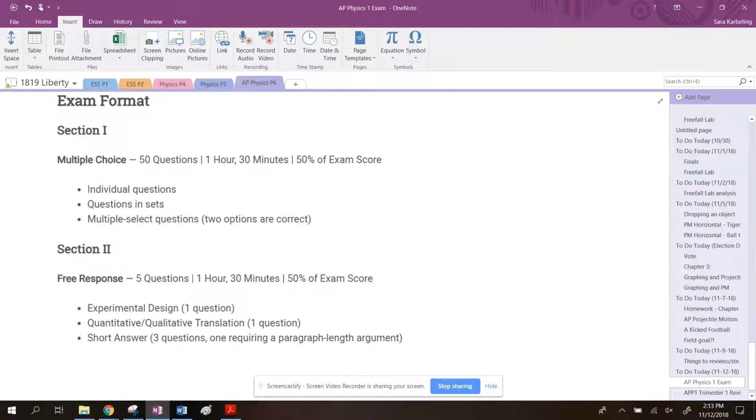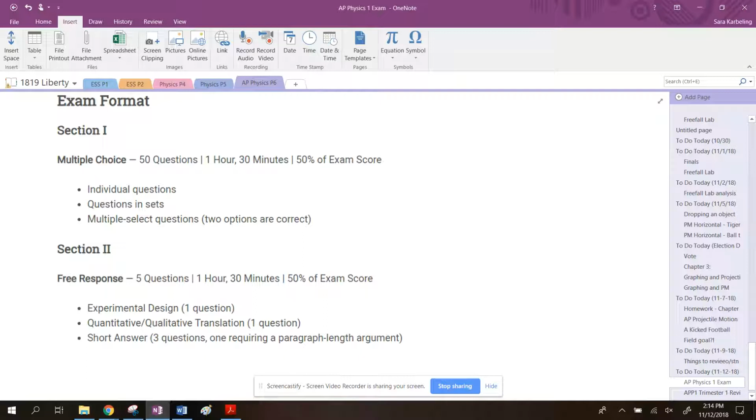There's always at least one quantitative, qualitative translation question, which these are often like, here is some data, what does it mean? Or here is an explanation, what would this look like? That kind of question. And then there are 3 short answer questions. One of them requires a paragraph length argument. So that's, again, writing. So I'm telling you this just for full transparency, full disclosure. We will practice all of this a lot before May, okay?